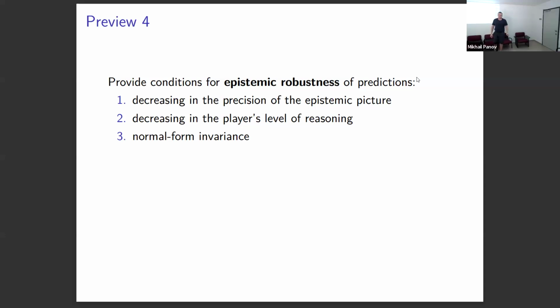My question is simple. Suppose I look at my epistemic picture and I decide to play top. That's it, no set of actions, just top. Isn't it possible that you give me more information and then I say, okay, I play bottom instead? That would be bad. That would not be robust. So I'll show you sufficient conditions for robustness in this case.